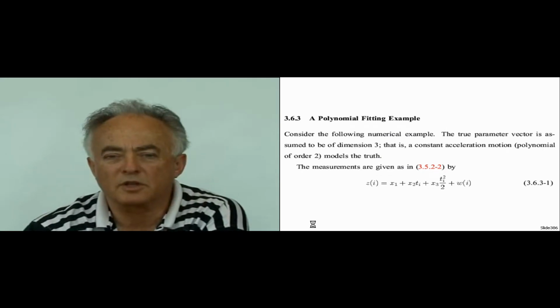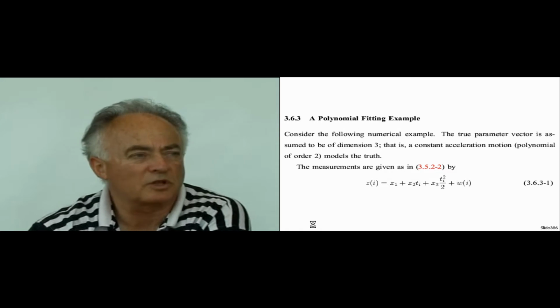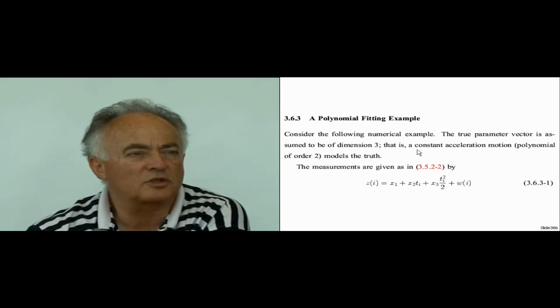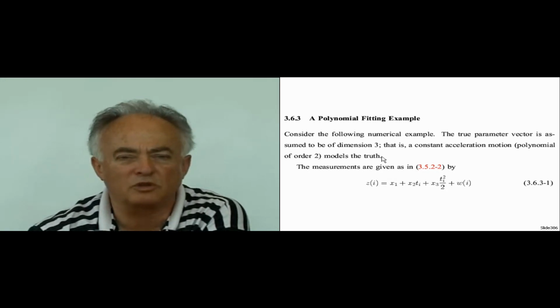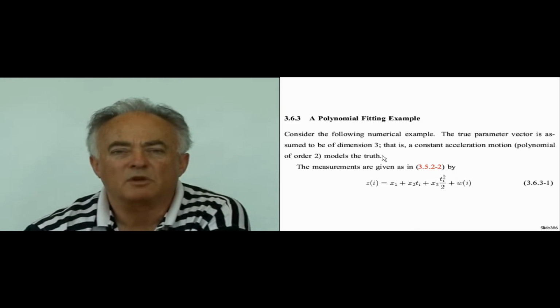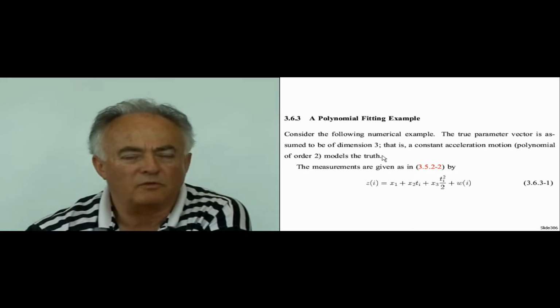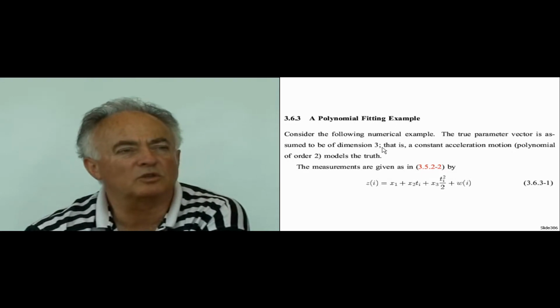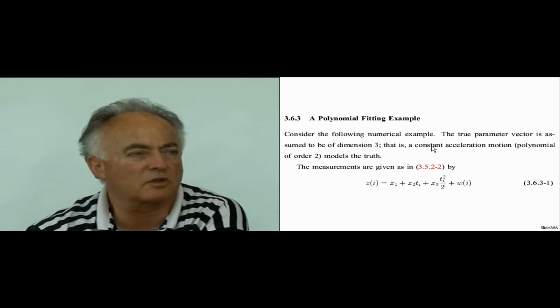Let's take a look at a nice example, a polynomial fitting example where the true parameter vector is of dimension 3. It is a second-order polynomial. It is a constant acceleration motion that models the truth. But we don't know, and we would like to reach the same conclusion that indicates the order being 3, namely a 3-parameter fit, the dimension of the vector is 3, really it's a second-order model. The second-order model obviously has 3 coefficients in the polynomial, because that's what a second-order polynomial has.